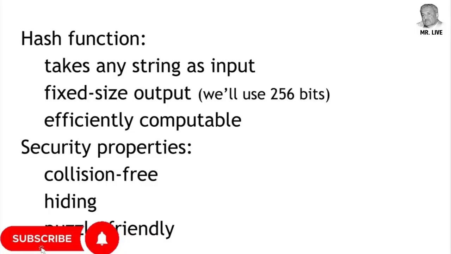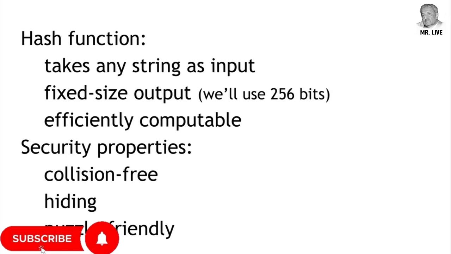So a cryptographic hash function is a mathematical function, and it has three attributes that we need to start with. First of all, a hash function can take any string as input, absolutely any string of any size. It produces a fixed size output. We'll use 256 bits in this series of lectures because that's what Bitcoin does. And it has to be efficiently computable, meaning given a string, in a reasonable length of time, you can figure out what the output is.